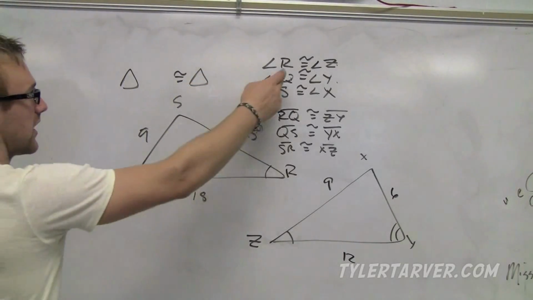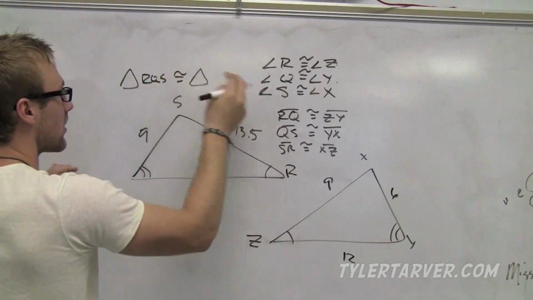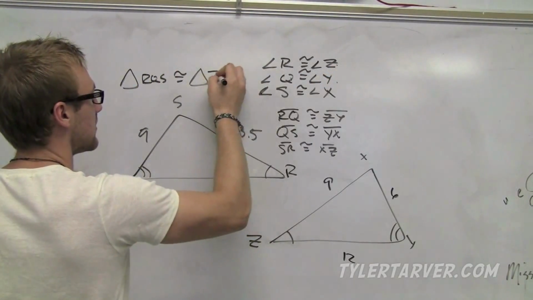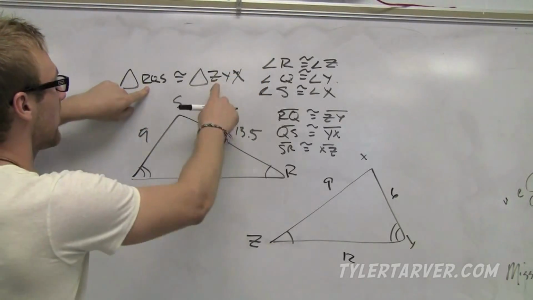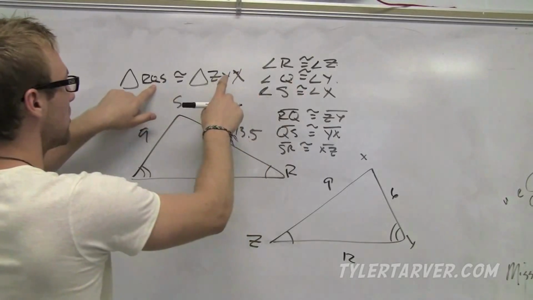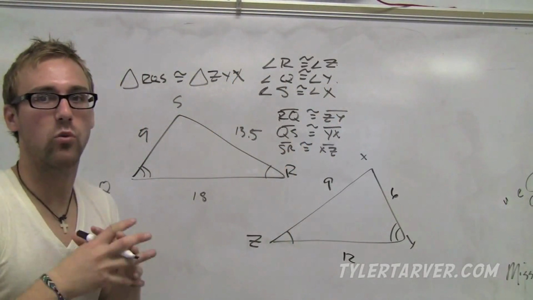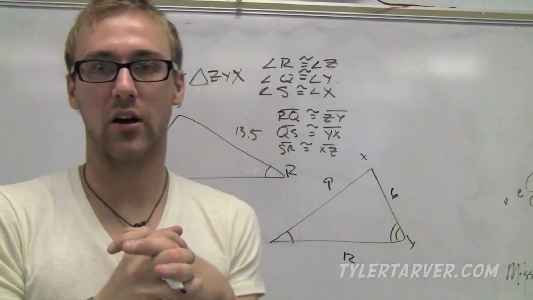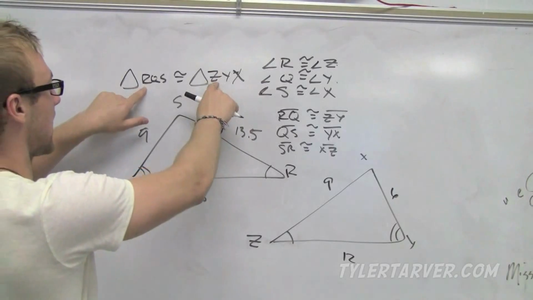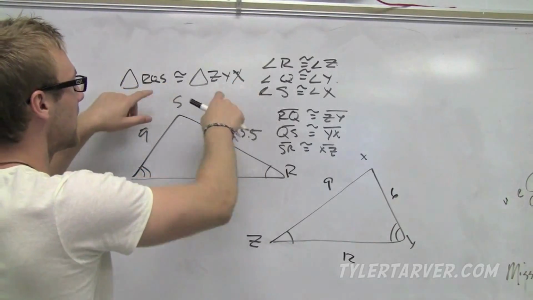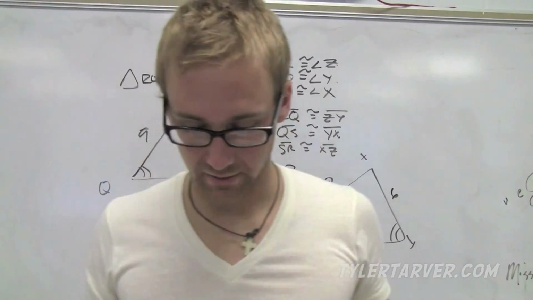I'm just going to go straight down this way because I'm going to use these angles. R, Q, S, Z, Y, X. Now, here's the deal. If R goes first here, it has to match up with Z. Q is second, it has to match up with Y, and the same for S and X. They have to match up with what they are congruent to as far as angles go, okay? Does that make sense? They have to match up. I don't have to put R and Z first. I can put them at the back of the line, but they have to be in the same spot. If one of them's third, the other has to be third. If one's second, the other has to be second, okay?